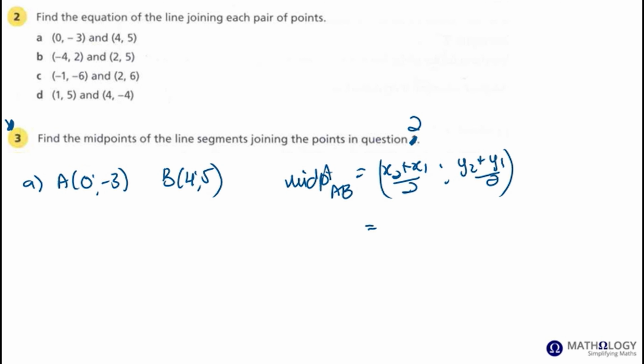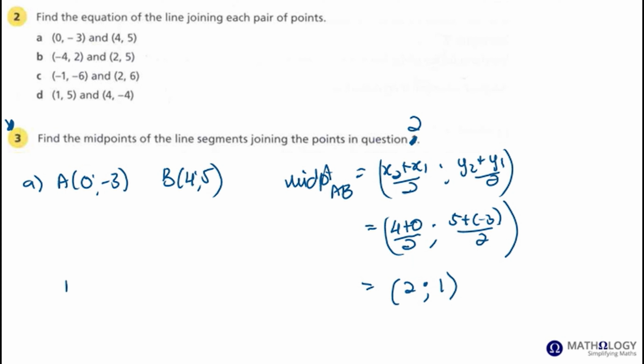So the midpoint of AB will be x2, which is 4, plus x1, which is 0, 4 plus 0 over 2. And then the y coordinates, the sum of the y coordinates, 5 plus (-3) over 2. 4 over 2 is 2. 5 minus 3 is 2. 2 over 2 is 1. So the midpoint, let's call it M. The midpoint of A and B is the point (2, 1).